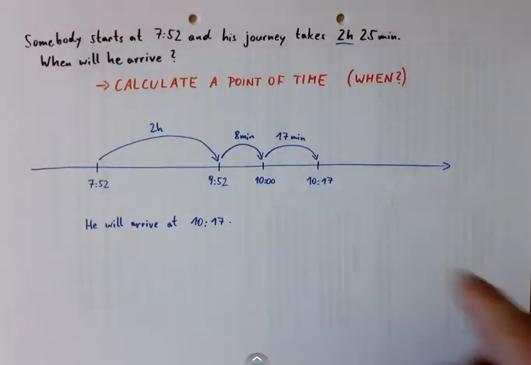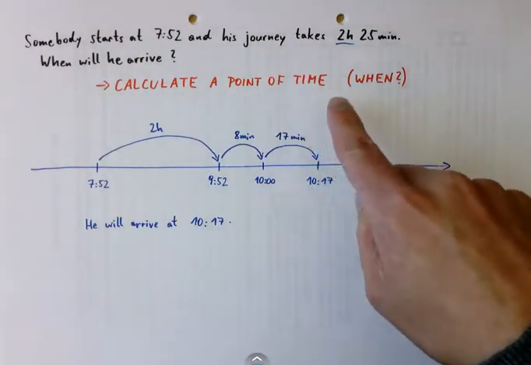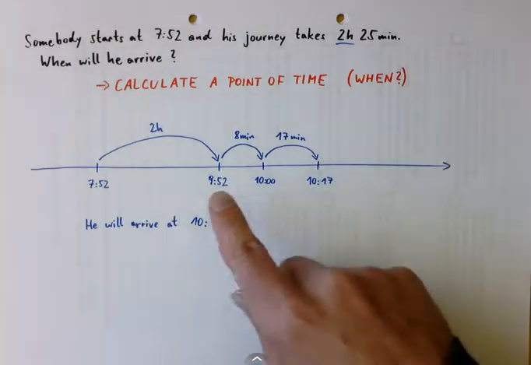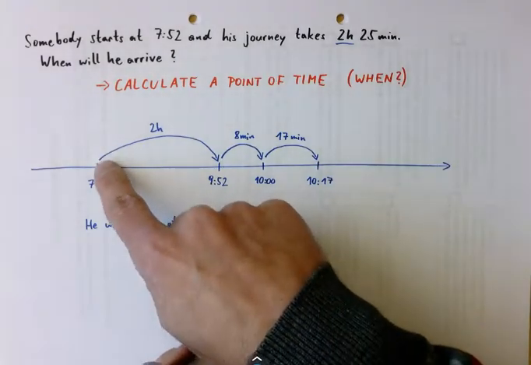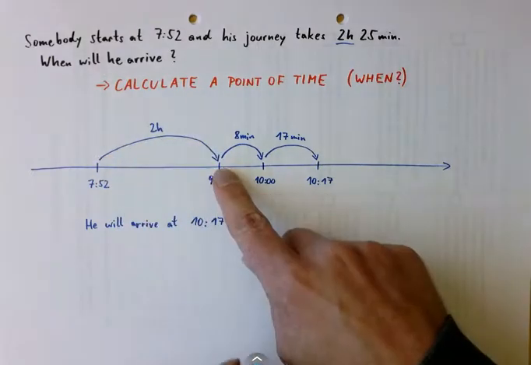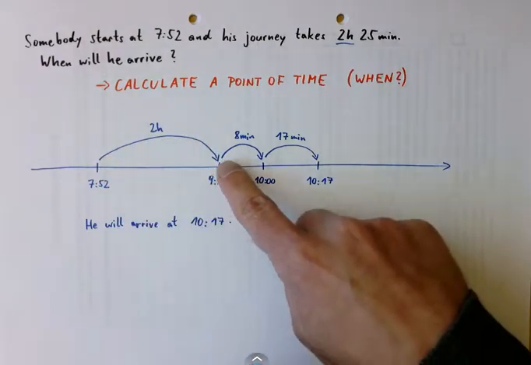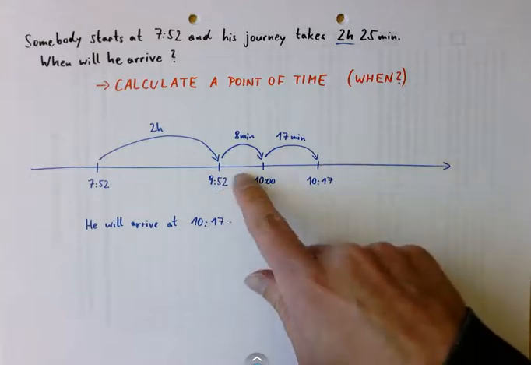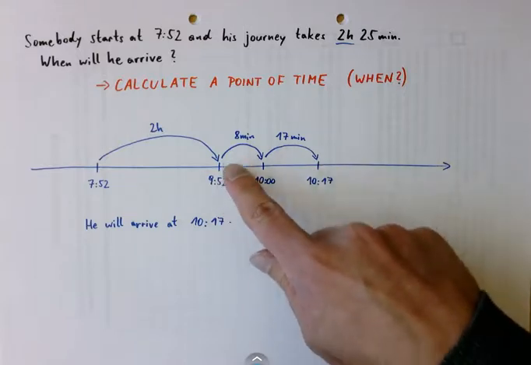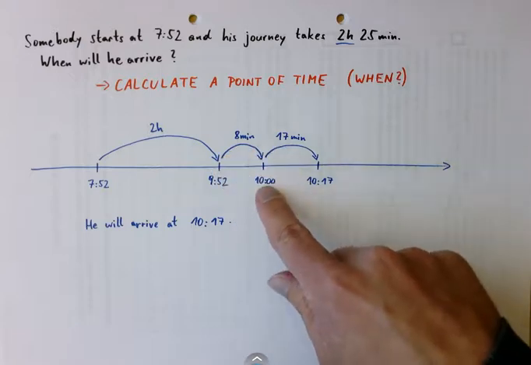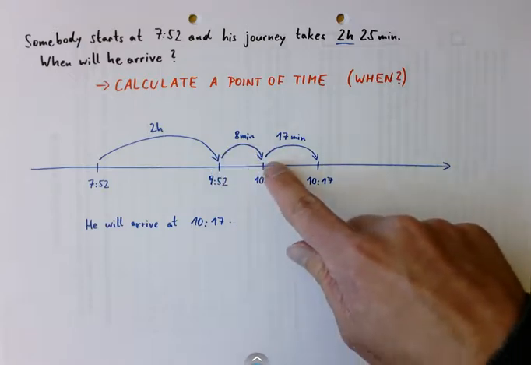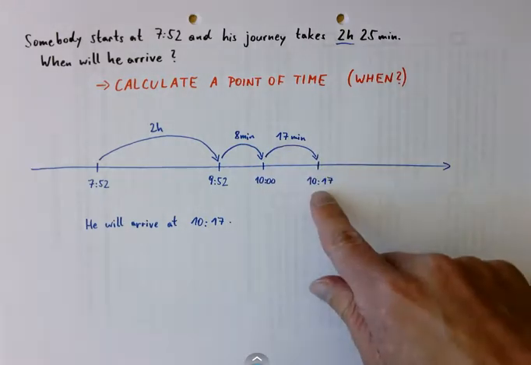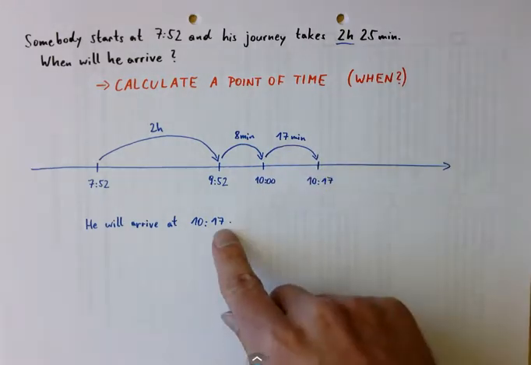For calculating a point of time when the question is when, you also use a timeline. Do the hours jump first, and then add the minutes. If the minutes don't fit into the next full hour, then make a jump to the next full hour. It was 8 minutes in this case, and add the 17 minutes which were left afterwards to get to this point of time, 10:17.